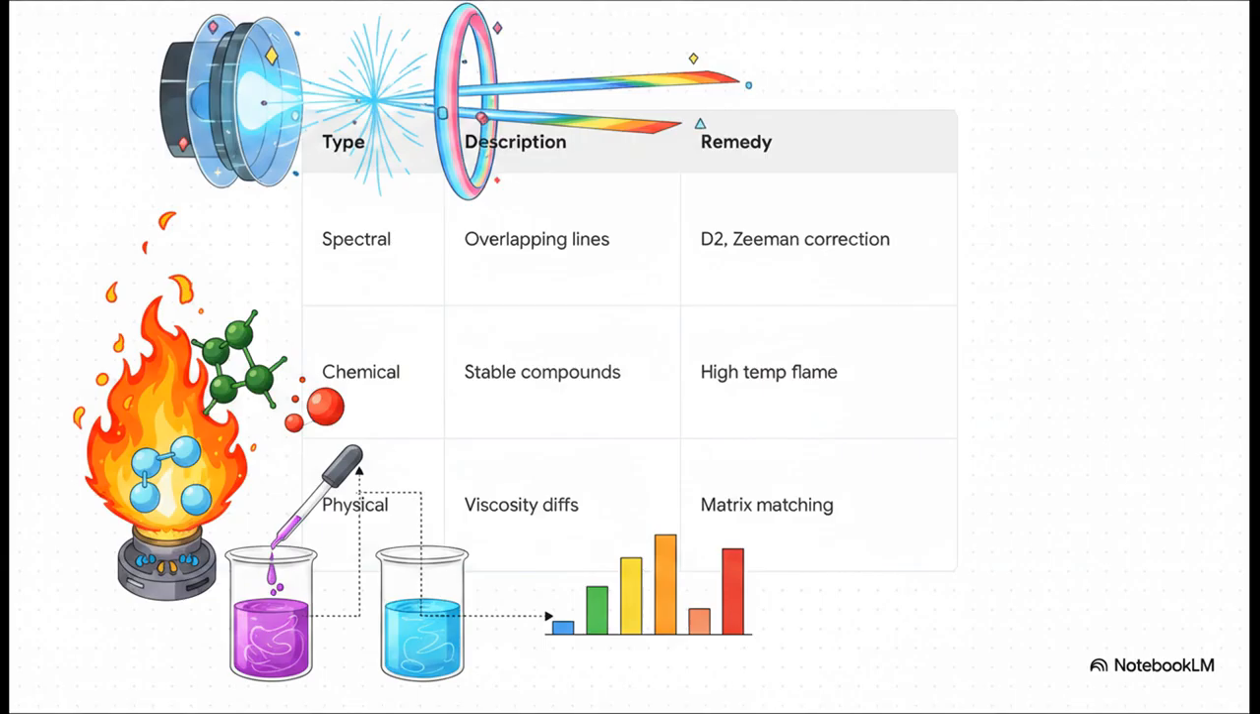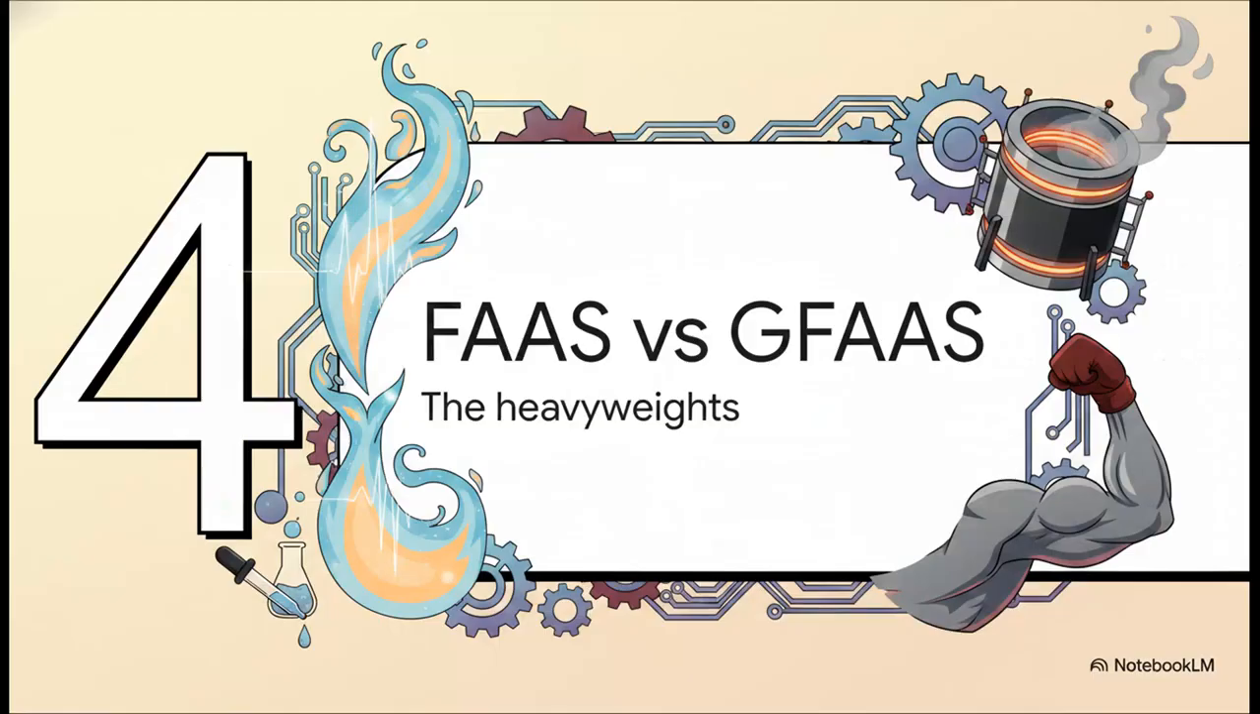Finally, physical interferences. This is usually caused by thick, highly viscous samples. To beat this, we have to use strict matrix matching, or the method of standard additions, so our calibration actually holds true. Section 4. Comparing FAAS and GFAAS, flame versus graphite furnace.